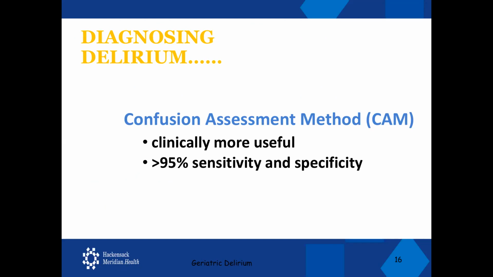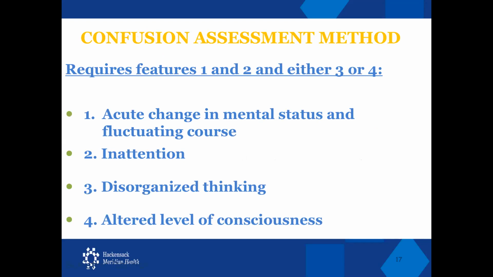So it's more than 95% sensitivity and specificity, and this is what we're looking at. So we need the first two, the acute change in mental status and the inattention. So we definitely need those two factors, and then either disorganized thinking or the altered level of consciousness. So each one of these questions in EPIC is attached with a drop down of what it means. So it's easier for the nurses to administer.